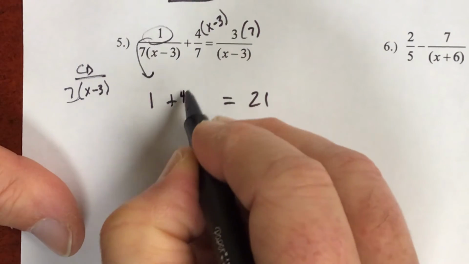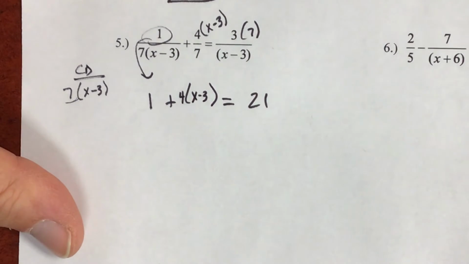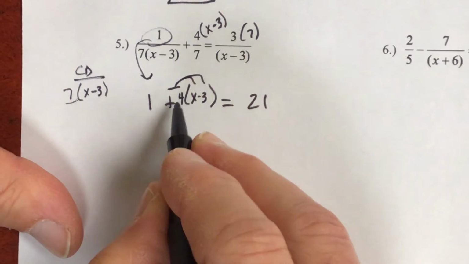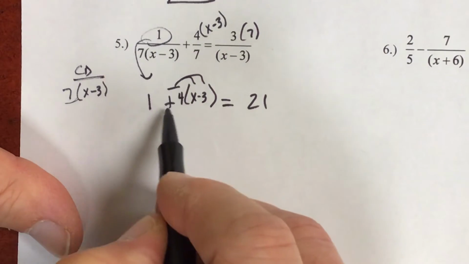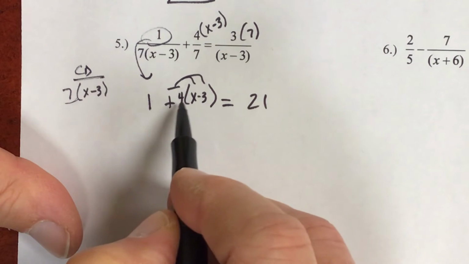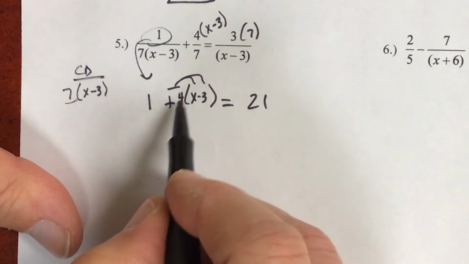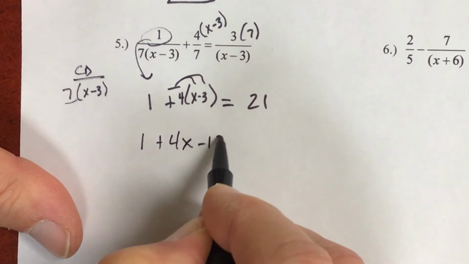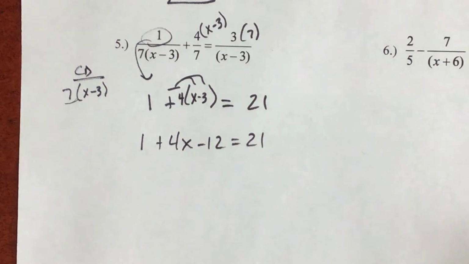This one over here, for everybody to see, it looks like that. So now you've got to take this, and it's important to write it like this, especially when you have a subtraction. If this was a subtraction sign, make sure that you would distribute a minus or a negative 4. But this one's a positive 4, so I can just do it with that. So this is 1 plus 4x minus 12 equals 21. And then you can solve from there.